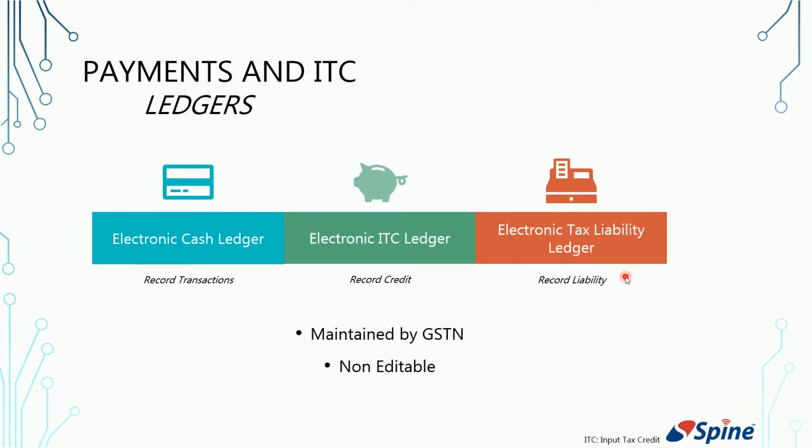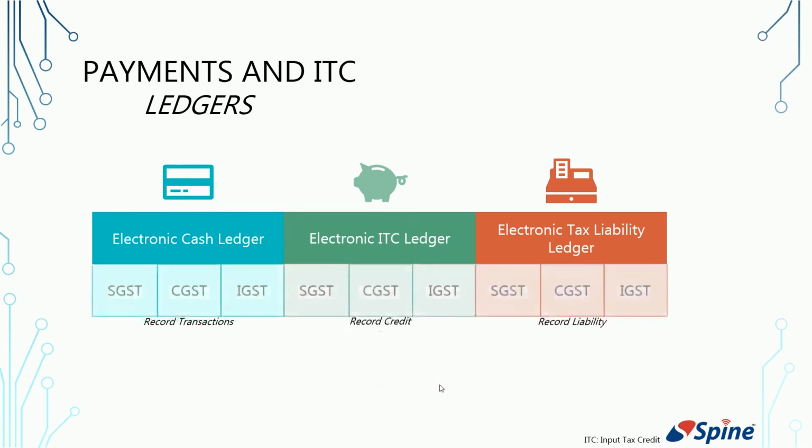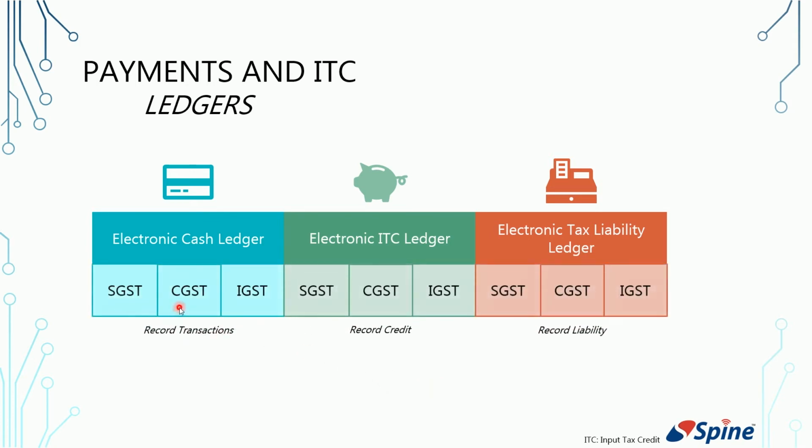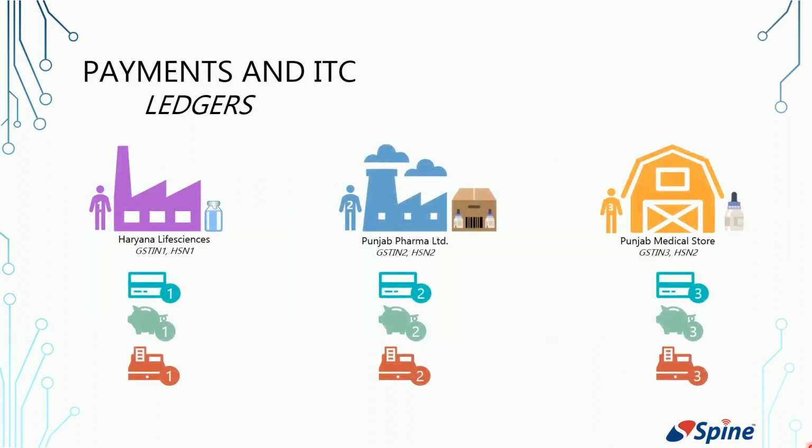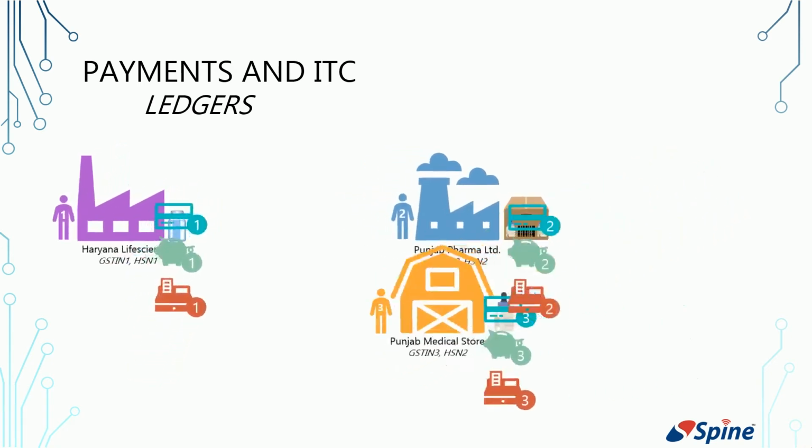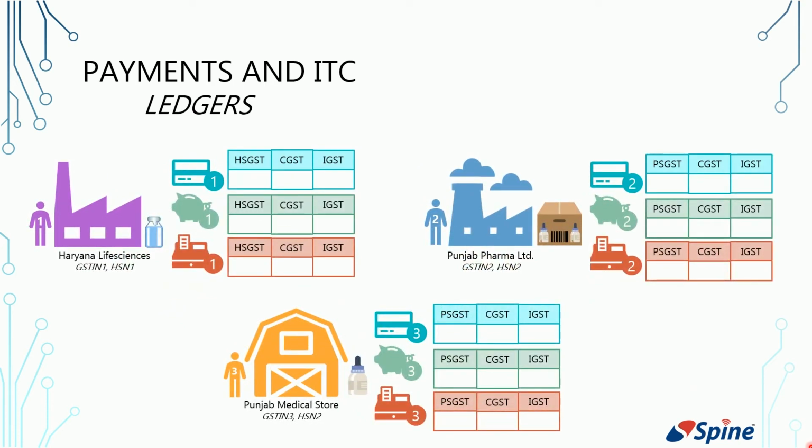These ledgers are maintained by GSTN, and are non-editable for the taxpayer. Each ledger is subdivided into three heads, that are SGST, CGST and IGST. In case of a union territory, the SGST would change to UTGST. Now, let's get back to our previous case. All these three ledgers would be maintained on the GST portal of each of our three taxpayers. So, the ledgers would look something like this. Please note that the SGST for a state may be referred to by adding the first letter of that state. So, SGST for Haryana can be called HSGST, and that of Punjab can be called PSGST.